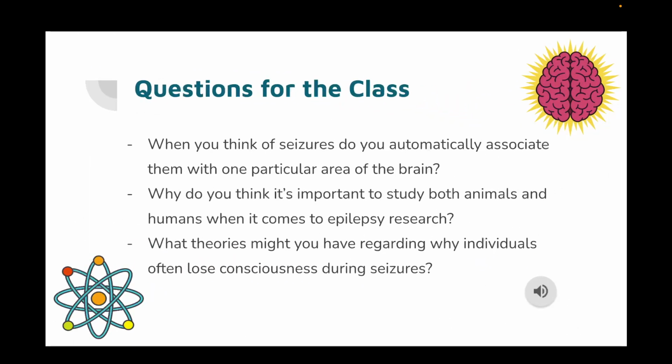Our questions for the class include, when you think of seizures, do you automatically associate them with one particular area of the brain? Why do you think it's important to study both animals and humans when it comes to epilepsy research? What theories might you have regarding why individuals lose consciousness during seizing?